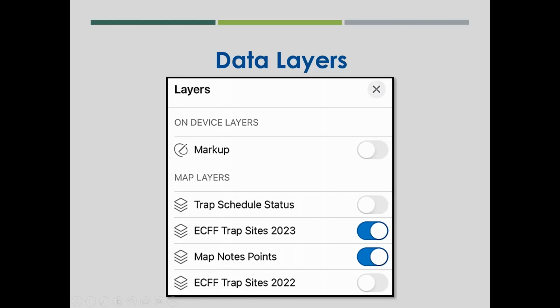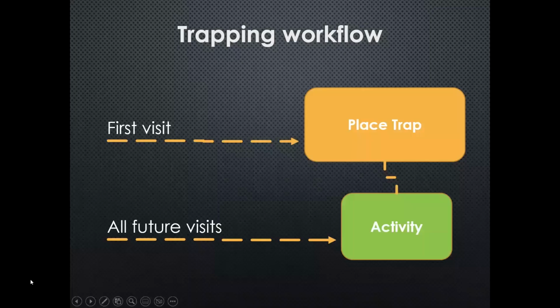All right, so a couple things about trapping workflow and how that's entered in this data form. The first visit is seen as placing that trap. And what it does is it takes the actual location, that geo-referenced lat-long location, and places a point on the map for you to see. And that's that first visit. There's also a field that asks you for the install date.